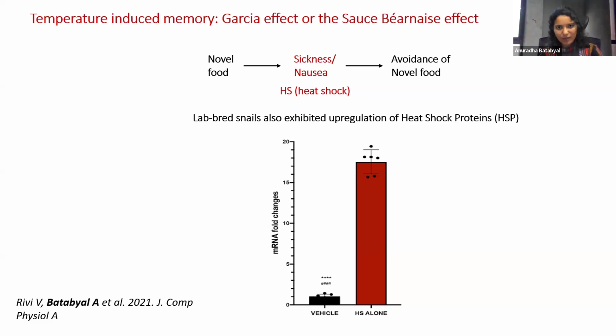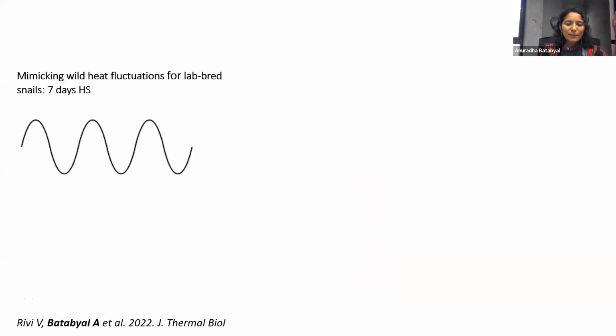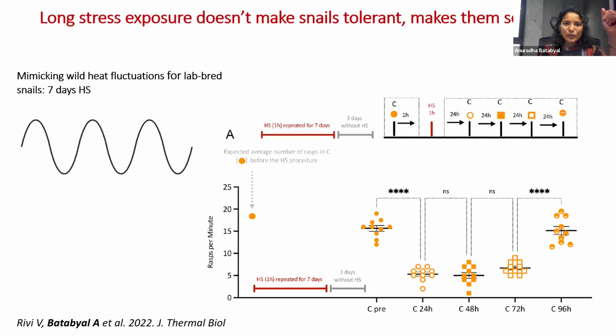So we know that animals are getting sick or stressed and they show this memory. But the ones which are found in nature, out in the wild, those snails do not show this. They do not get stressed with heat, most probably because they experience these heat fluctuations all the time in their natural environment. So they are able to tolerate it, but not an animal which has never experienced that. Okay? We also tried to mimic these heat fluctuations in the lab and thought we could make these snails tolerate it, but we could not do that. Even a long stress exposure did not make these snails tolerant. It actually made them more sensitive towards heat and they got more stressed out.